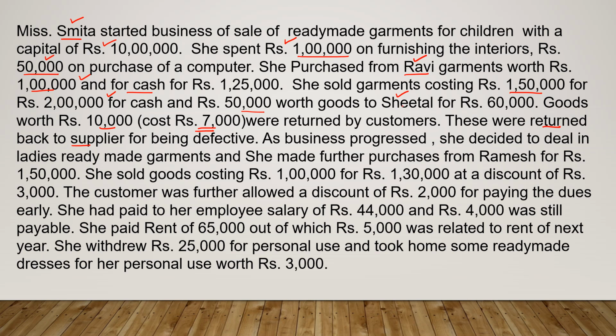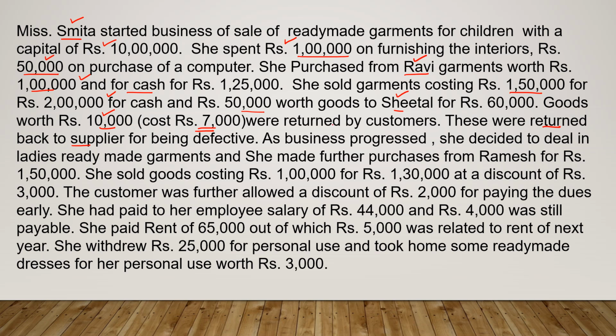And we learned that when there is a credit sale, there is a debtor. Sheetal was a debtor for Smitha. Sheetal owes 60,000 to Smitha. She will pay at a later date. And then we learned about the term sales return. When the goods sold were returned back by the customer to Smitha, it was sales return, also called return inward, which would be subtracted from the sales.